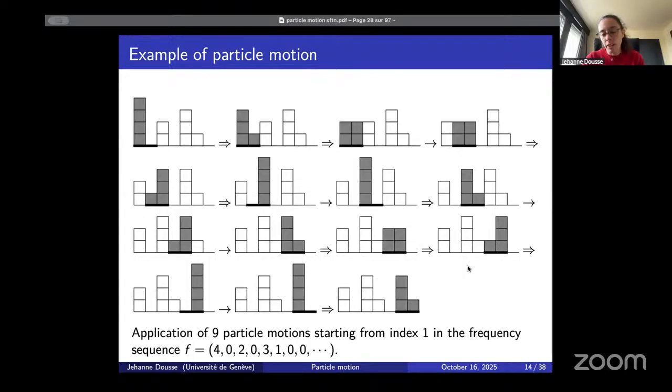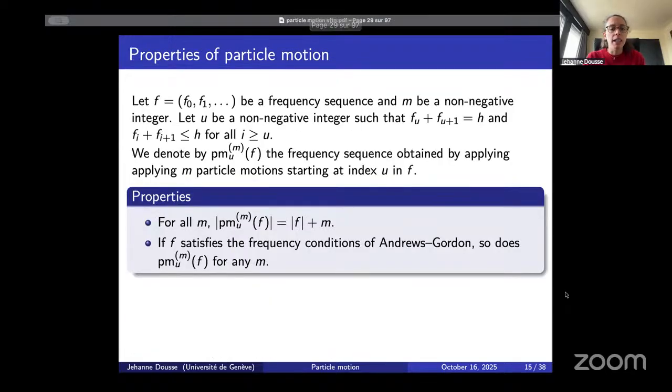And here, I did it 9 times, and at the end you get this partition. So this is just always the same process. And particle motions have a few interesting properties.